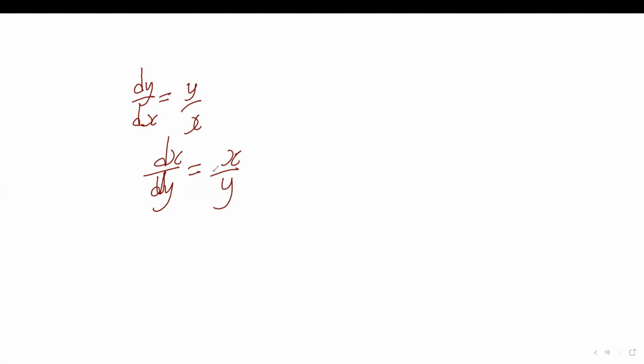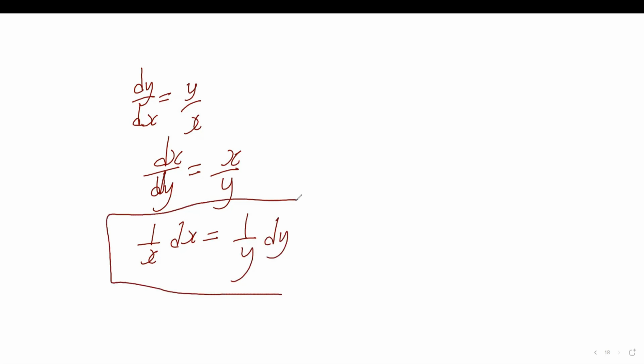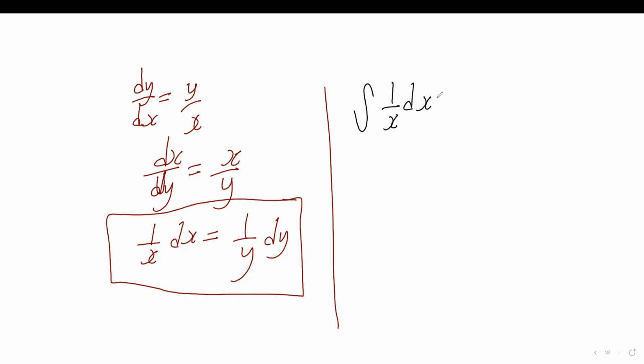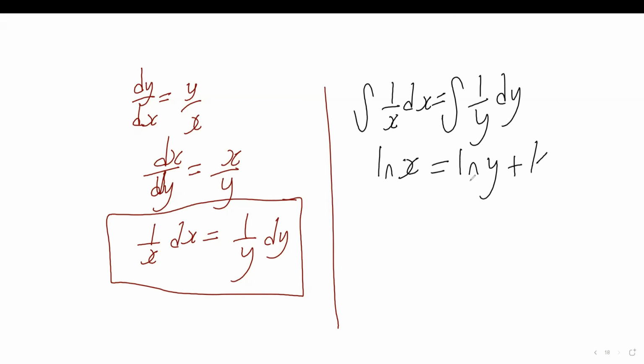Now why did I do that? Because now I can divide through by x to end up with 1 over x dx equal to 1 over y dy. Once I get to this part, I integrate both sides. The integral of 1 over x dx is the integral of 1 over y dy. The integral of 1 over x is ln x, and that's equal to ln y plus some constant k. Or some people like to write it as ln y equal ln x plus some constant.